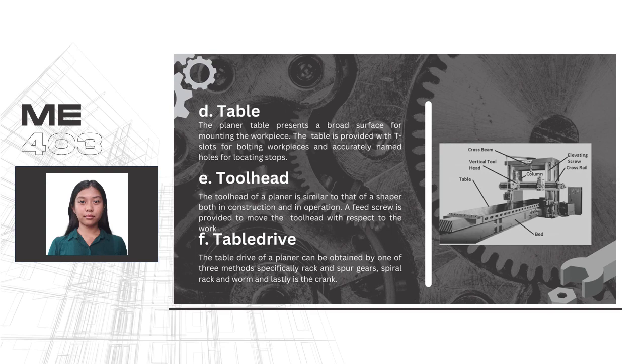The tool head is similar to a shaper's tool head, which has a feed screw to move it. Lastly is the table drive. This is one of three methods: rack and spur gears, spiral, or rack and crank.